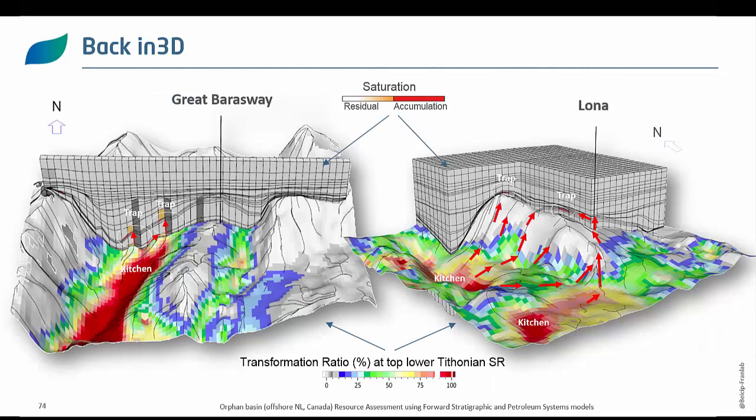All right, back in 3D, because volumes are computed in 3D. So it's very important to test what happens in 3D, because of multiple kitchens, migration pathways and timing of events, and many things can happen more in 3D than in 2D. So you have two views here in 3D at the well location. On the surface here, you have the transformation ratio around the late Jurassic, and on the section and the block here, you have the saturation in the sections.